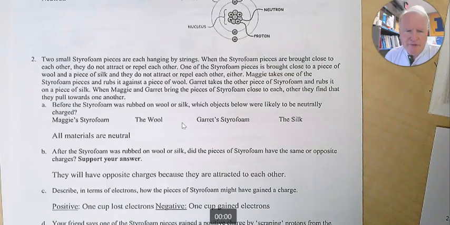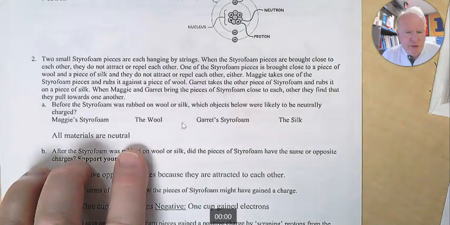But anyway, the first question says, what's the charge on all of these things: the wool, the styrofoam, and everything? They should be normally neutral. And so that's what the first question is, that it should be neutral.